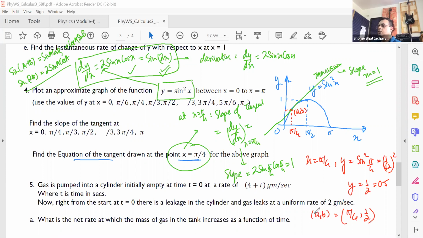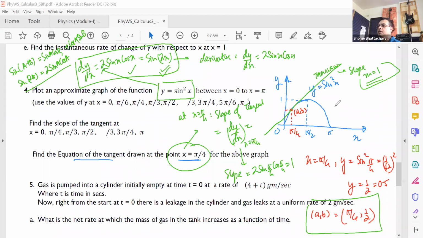These two things are clear: the coordinates of the point where we are drawing the tangent and the slope of the tangent. These two are clear, no? Yes, sir. Okay. Now you go back to coordinate geometry and you understand how you find the equation of a line which is passing through a point like this and having a slope of m equal to 1.